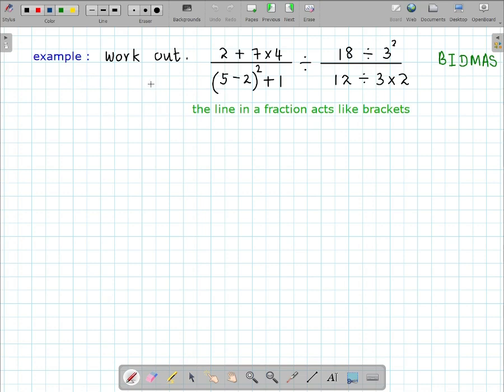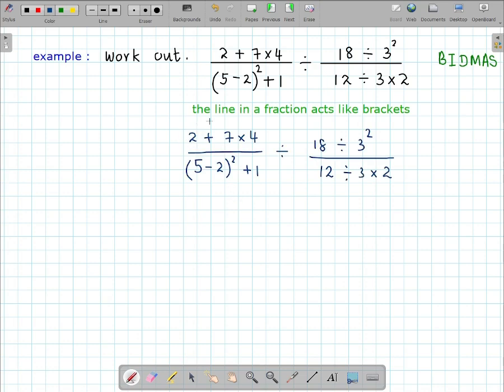Example 3, it is fractions. So the line in a fraction acts like brackets. We have to separately simplify the denominators and numerators because they also have different signs. And finally you do this big division. I'm going to write the question again.